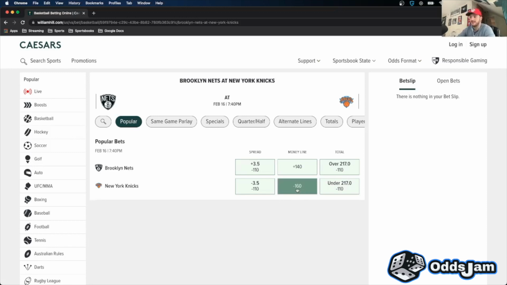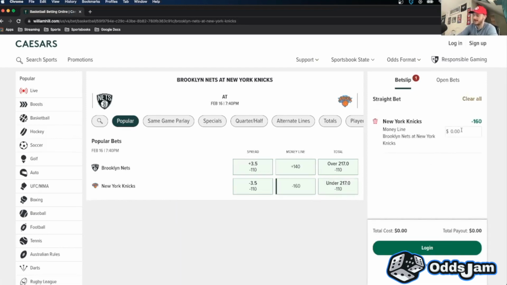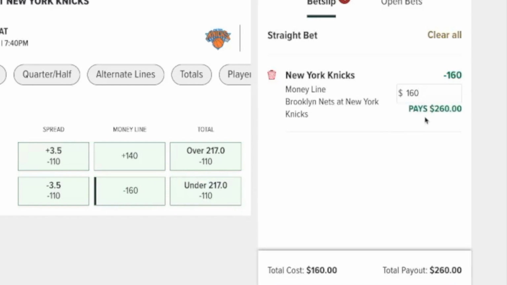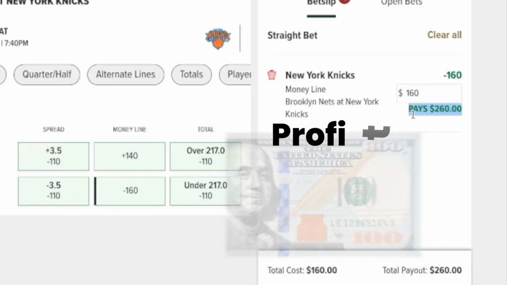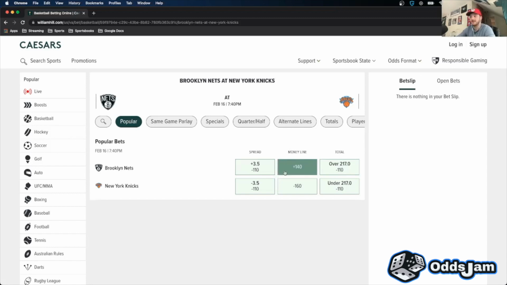The odds next to a minus mean that's how much money you have to risk to profit $100. So in this case, for the Knicks, I would have to bet $160 and I would profit $100. As you can see here, I've made my wager $160, and it pays $260. That means if you include the amount I'm risking, I'm getting a full $260 back, which means I am profiting $100. For an underdog or plus money, the number represents how much you win per $100 bet.